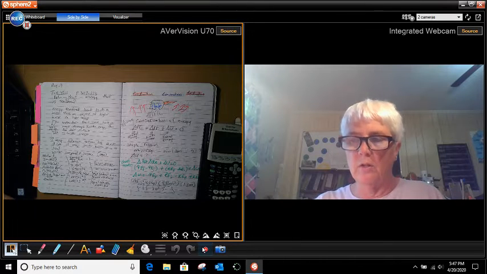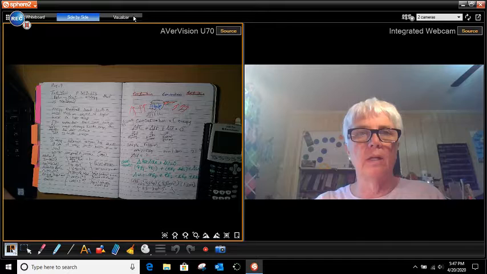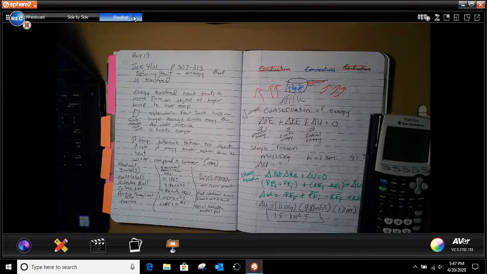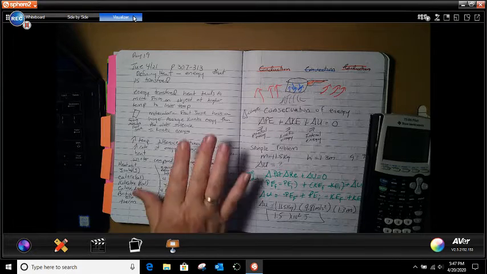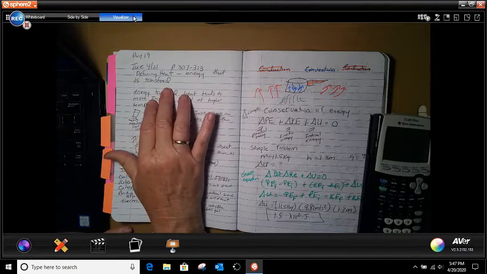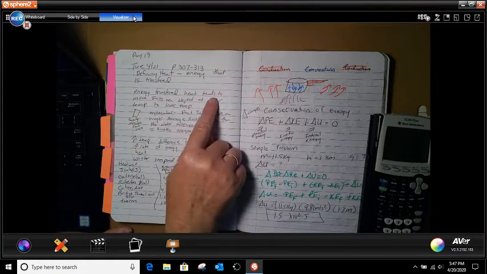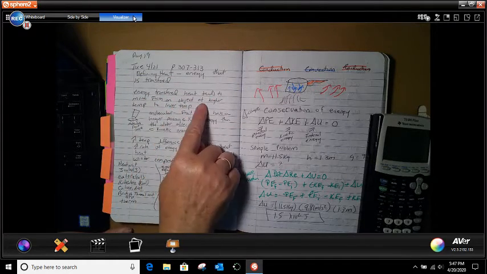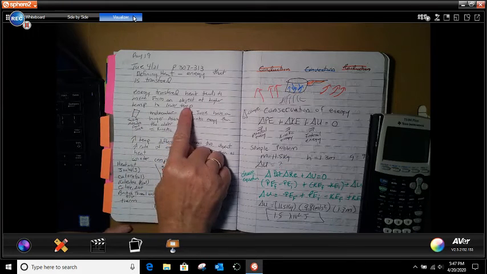Today we are going to do defining heat. So let's go ahead and look at our ISM book here. The first thing it talks about is the definition of heat as the energy that is being transferred. Energy transferred. Heat tends to move from an object at higher temperature to a lower temperature.